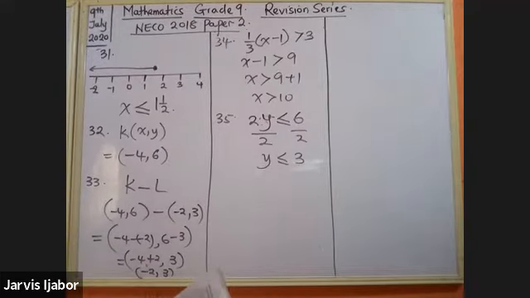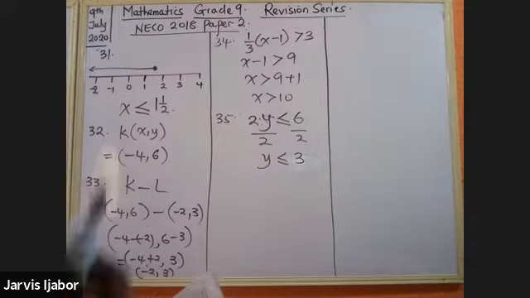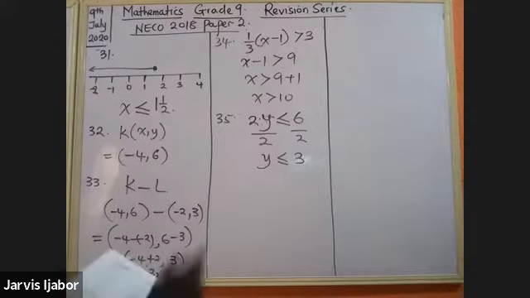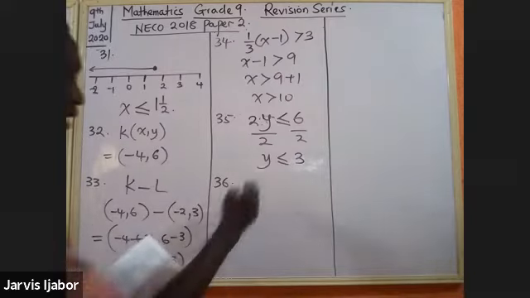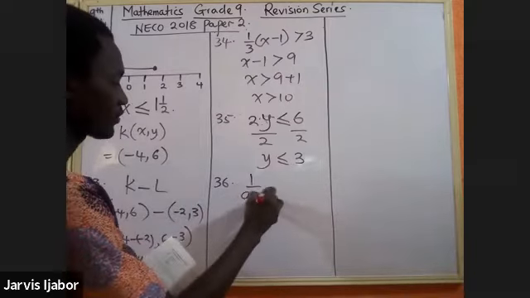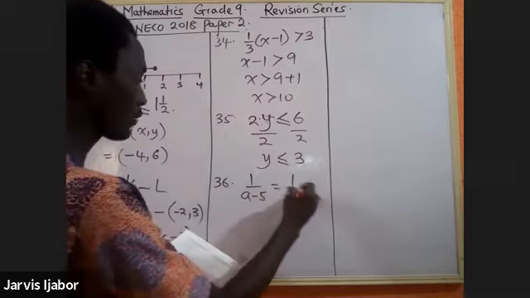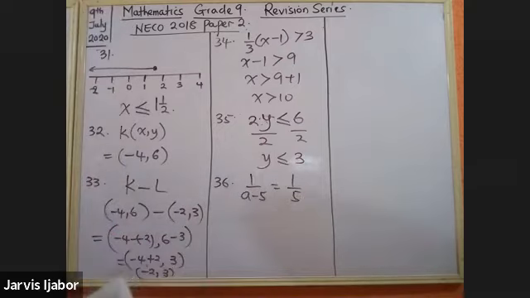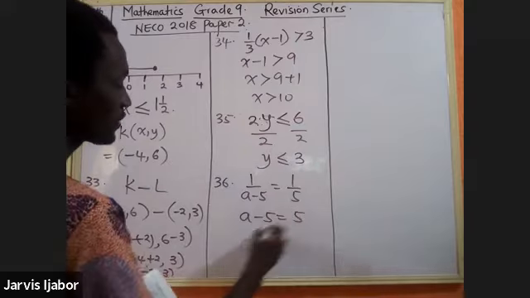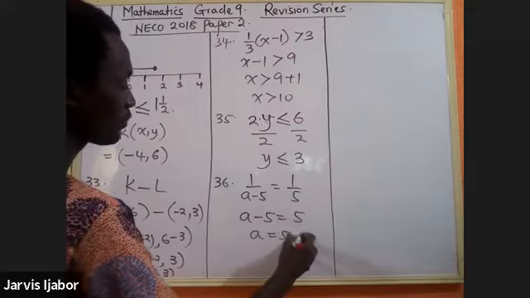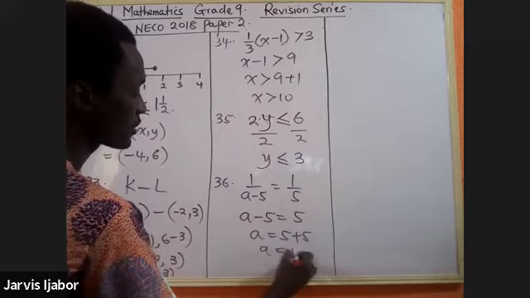That will be equal to 3. Okay, so the next thing, question 36, it says 1/(a minus 5) is equal to 1/5. The inverse of inverse is the number. So it means a minus 5 will be equal to 5, and a will be equal to 5 plus 5, and a is equal to 10.